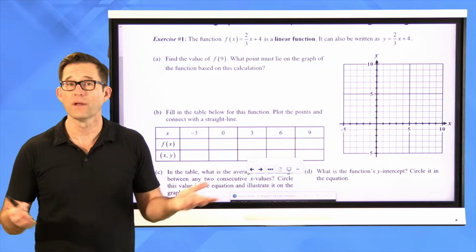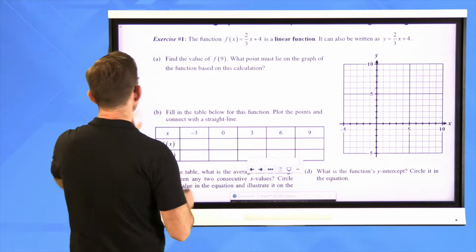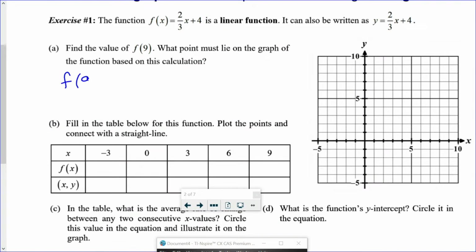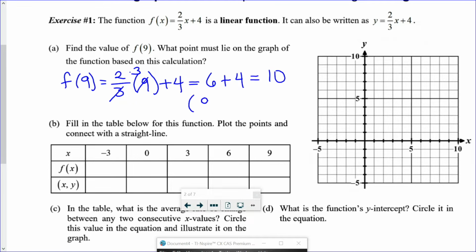All right, well, this is just function notation. So f of 9 is going to be equal to 2/3 times 9 plus 4. Never forget that when you multiply by a fraction, what you're really doing is dividing by the denominator and then multiplying the result by the numerator, which gives me 6 plus 4, and that's 10. Now, what that tells me is that the point 9, 10 must lie on this graph.